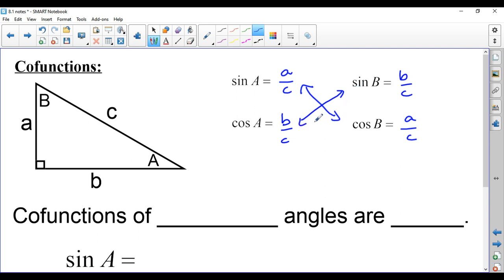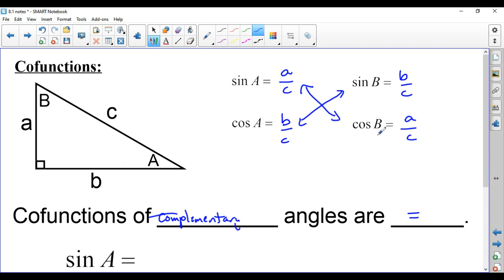This is actually why this is called sine and cosine. The co stands for cofunctions. And there's a rule that says cofunctions of complementary angles are equal. Angle A and angle B have to be complementary because they are the acute angles in the right triangle. They have to add up to 90 degrees. So when we take the cofunctions of those complementaries, they are equal.